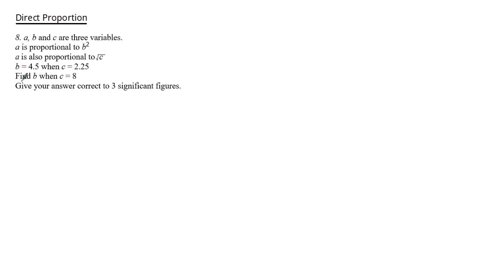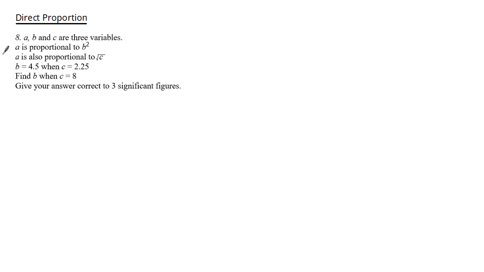Now, in order to find b when c is equal to 8, we need to use these facts to find a general formula that shows the relationship between the variables b and c. Now, there are a few steps in order to getting to this formula, which we'll go through now.